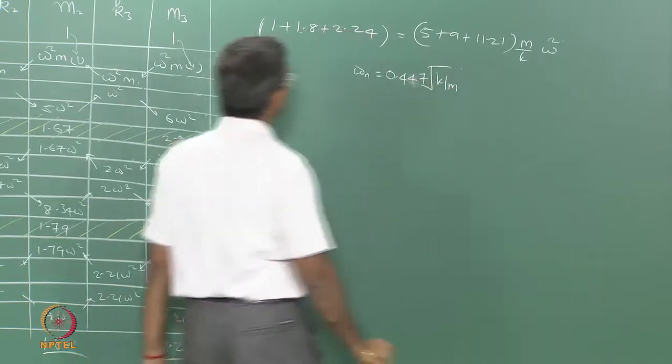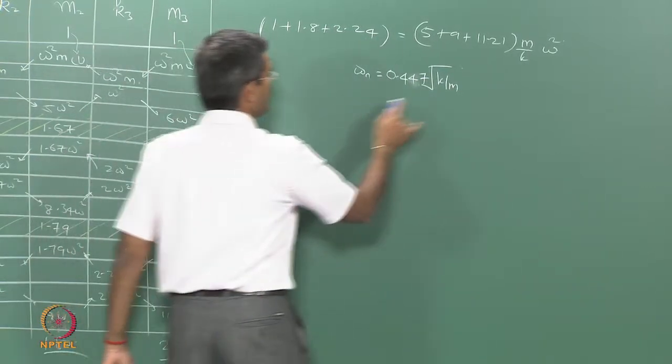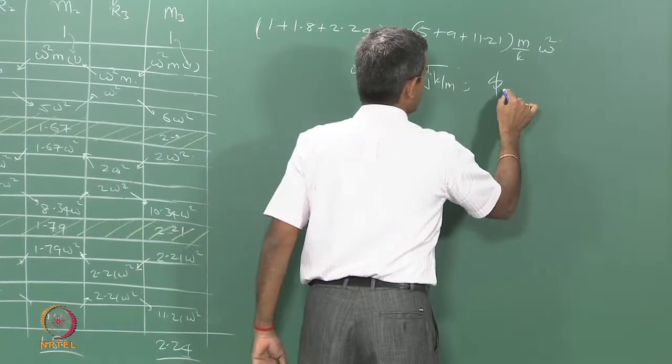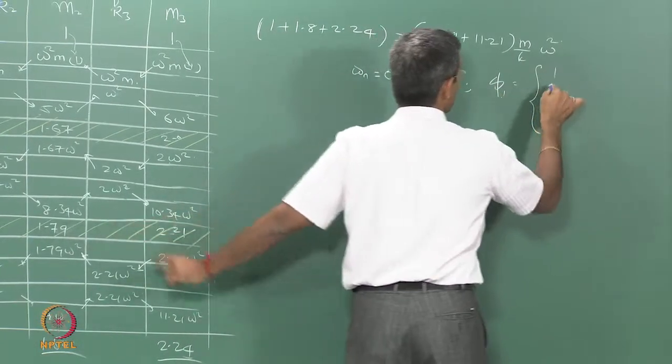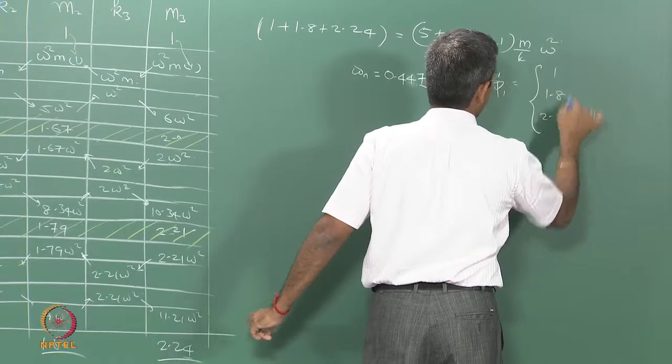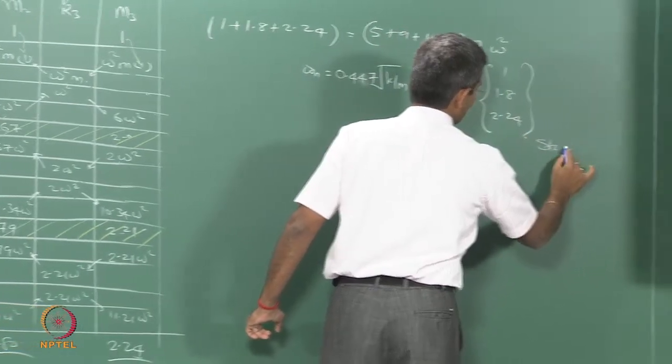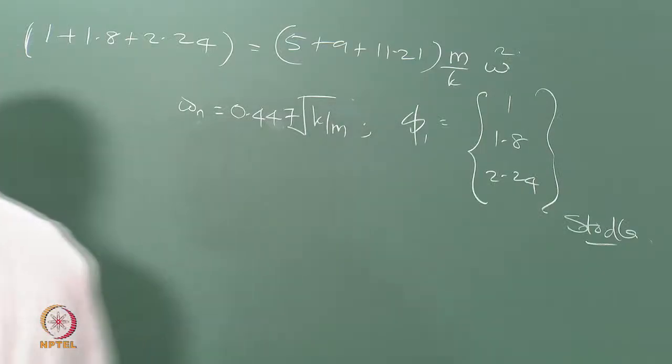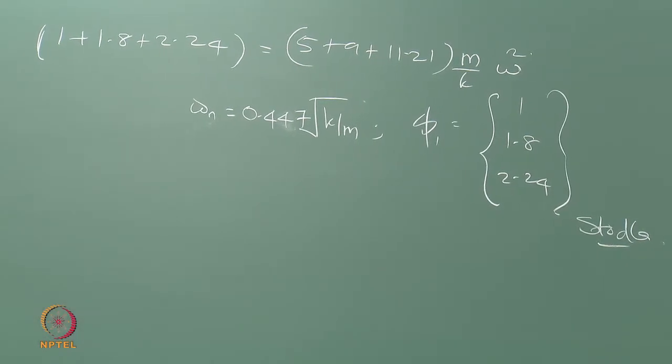K by m. So, this is my fundamental frequency and the first mode shape is 1, 1.8, 2.24. This is what I got by Stodola's law.